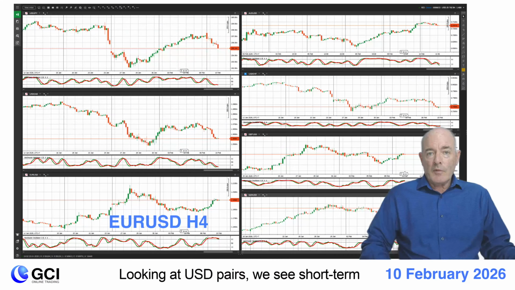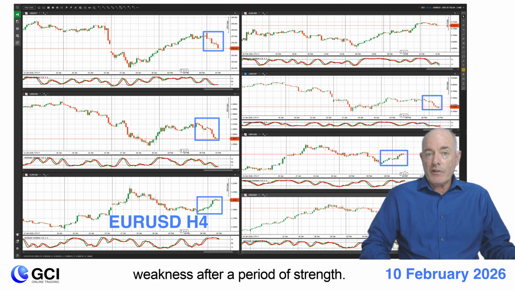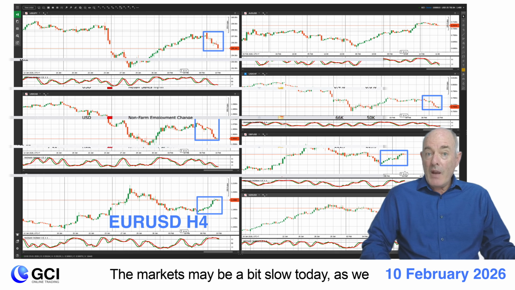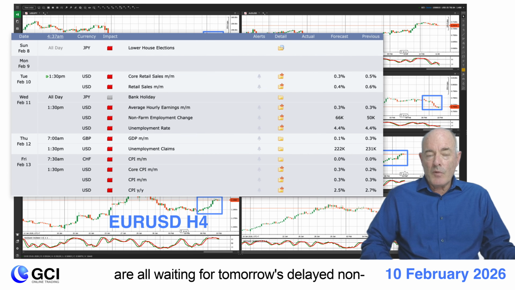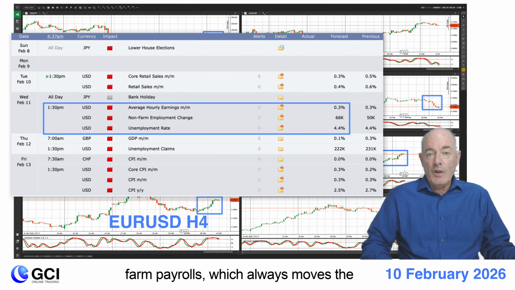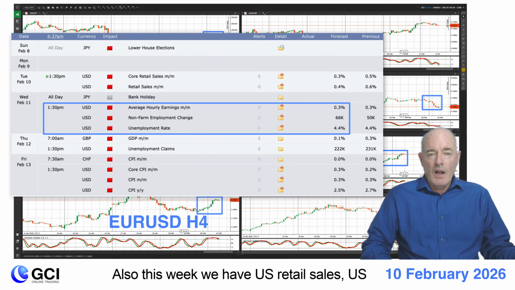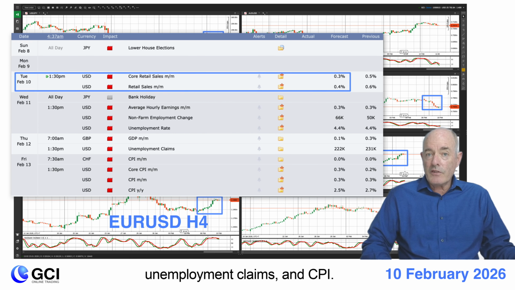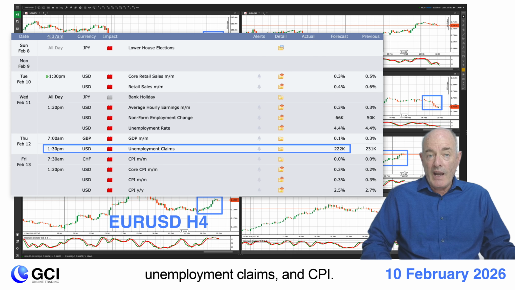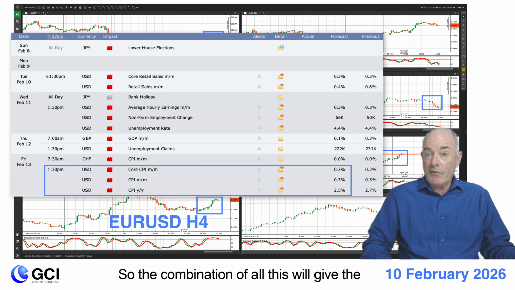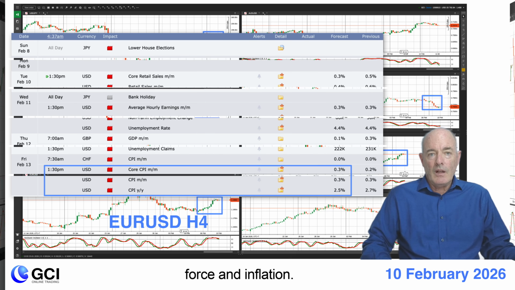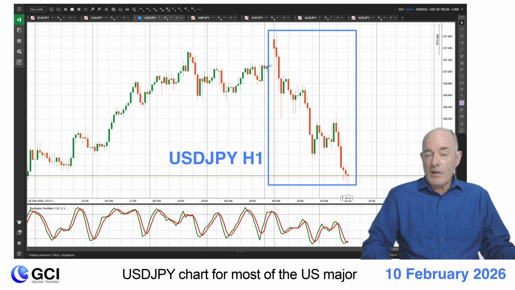Looking at US dollar pairs, we see short-term weakness after a period of strength. The markets may be a bit slow today as we are all waiting for tomorrow's delayed non-farm payrolls, which always moves the market. Also this week we have US retail sales, US unemployment claims, and CPI, so the combination of all this will give the Fed some idea of where the economy is headed, especially in terms of the labor force and inflation. US dollar weakness looks like this on the dollar-yen chart for most of the US major pairs.